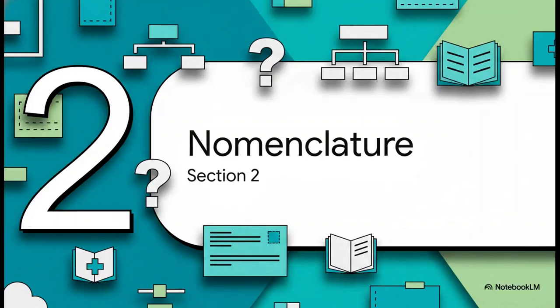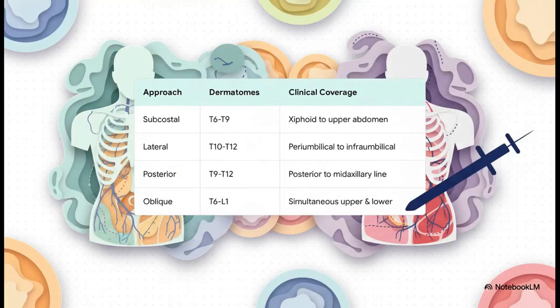Which brings us perfectly to Section 2, Nomenclature and Approaches. Let's clear up some of the confusing terminology out there. To keep things standardized, we generally categorize TAP blocks into 4 primary approaches, and this is entirely based on which spinal nerves you are targeting. Let's walk through this table together.